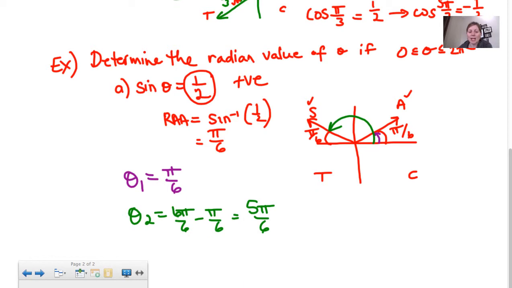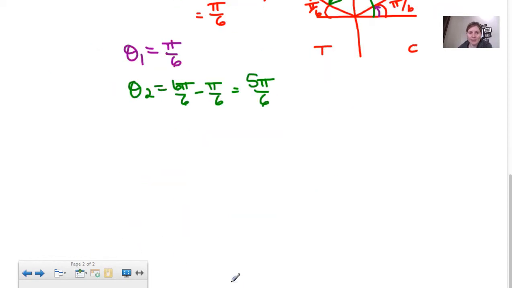Okay, let's try that game again. Let's try B. If I asked you to find the cosine of theta, if theta is equal to negative root 2 on 2. So again, I can do my 1, 2, 3 trick, and you can just keep writing it over here if you want, just to help you remember.